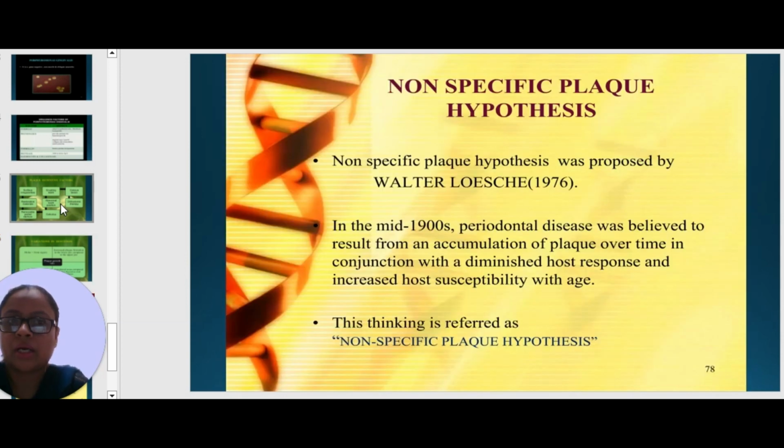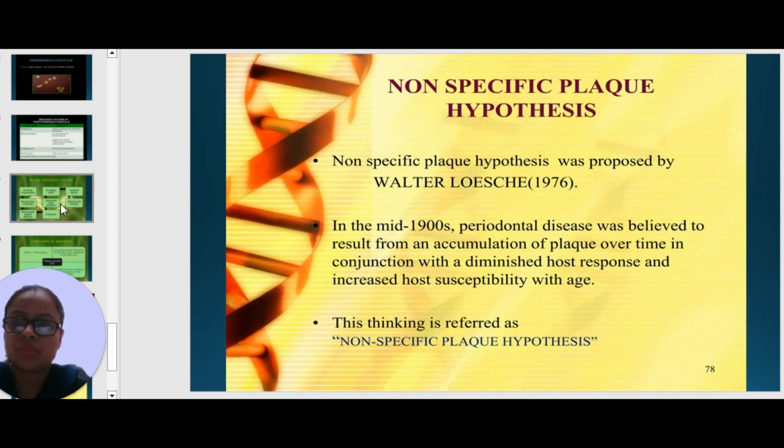Last is the plaque hypothesis. The first plaque hypothesis is the non-specific plaque hypothesis, given in 1976. First they thought that the amount of plaque is more important than the type of bacteria. So as the amount of plaque is more in the patient, it will lead to a more severe form of periodontitis and gingivitis. That is the non-specific plaque hypothesis: the amount of plaque is more important than the type of organisms.